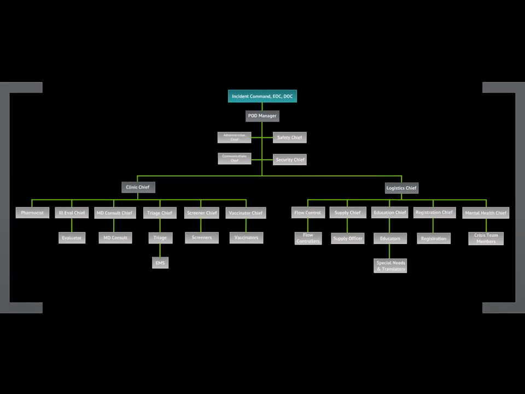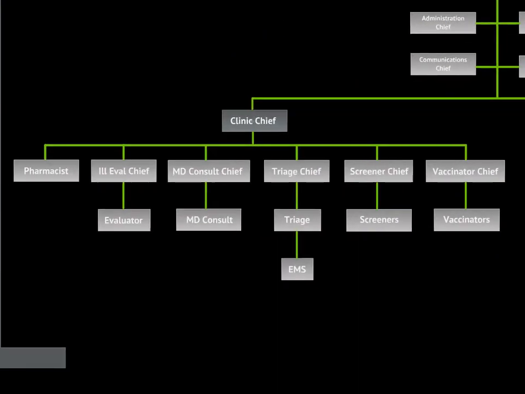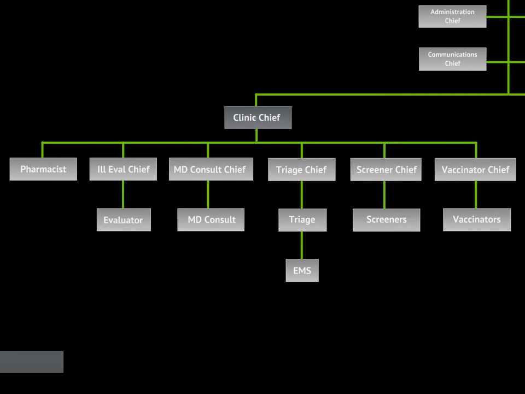In summary, here again is the pod ICS organizational chart that we have been discussing. Now we will look at the last two core management positions, which are the clinic chief and the logistics chief. Shown on this slide is the clinic chief and the various support staff positions.